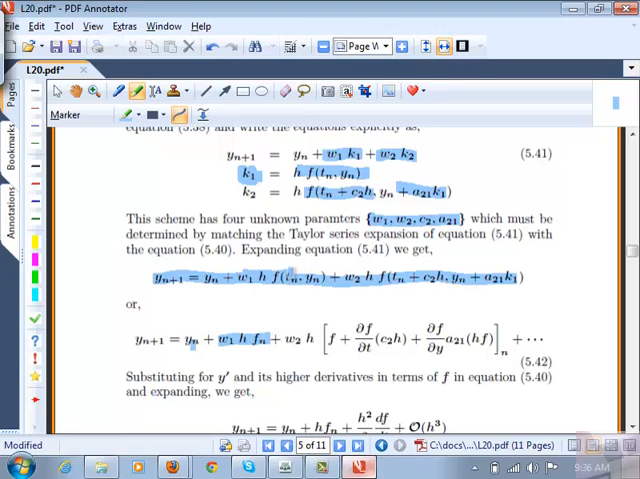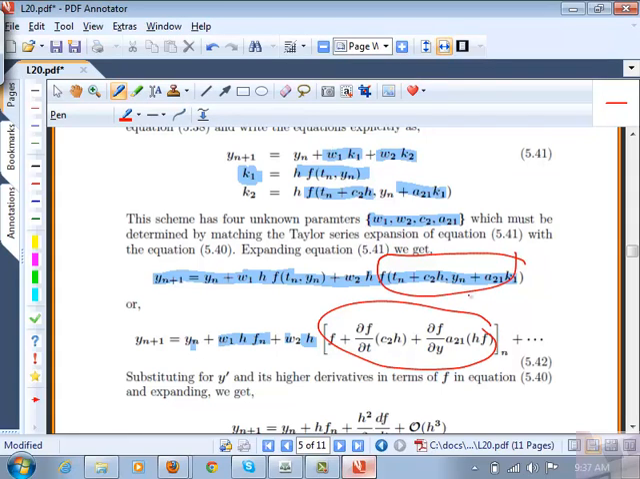Okay, so my goal is to match this expansion of the Runge-Kutta method with a Taylor series expansion, which I've given here. The Taylor series expansion is y_{n+1} equals y_n plus h y_n prime, but y_n prime is the same as f_n, plus h squared over 2 times y double prime, the second derivative. But that is the same as df/dt. This is what we said would give us a problem. But the way that we handle this here is quite beautiful.